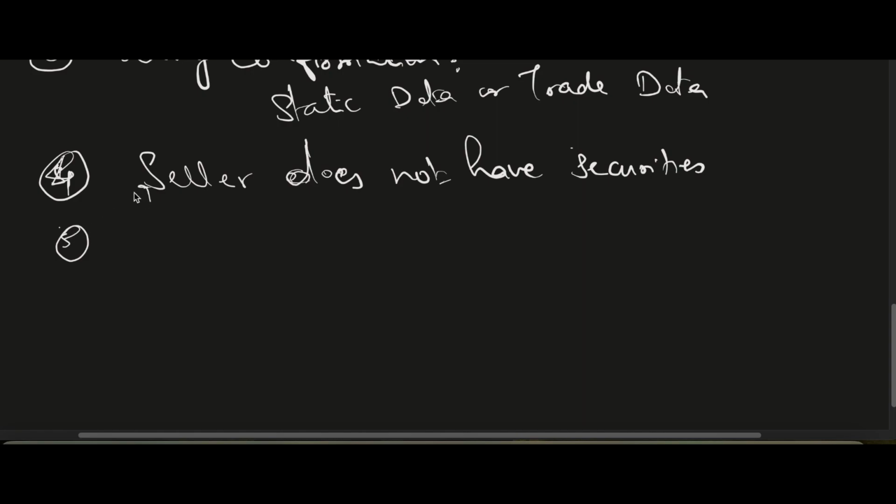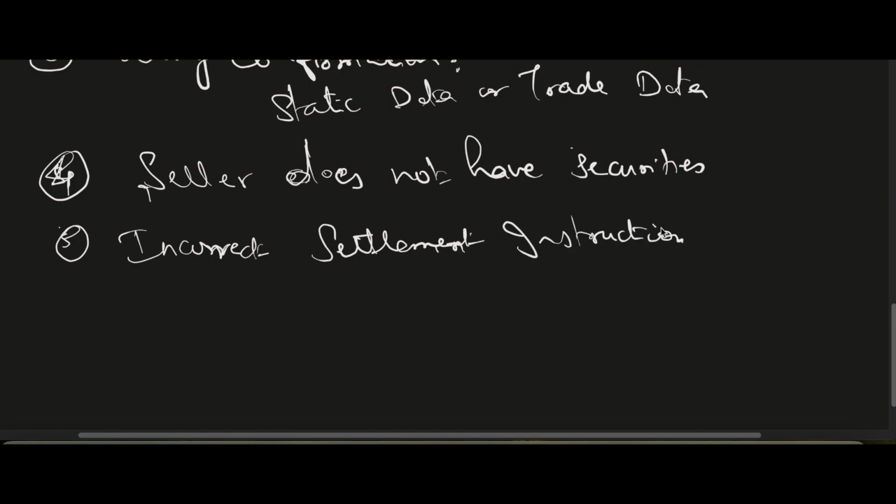Okay, then incorrect settlement instructions. Say for example, the bank account that the client has given, maybe he is no longer using it, so when money is being pulled out of his bank account, they are not able to pull money. So the settlement instruction is going wrong somewhere. That is incorrect settlement instructions.